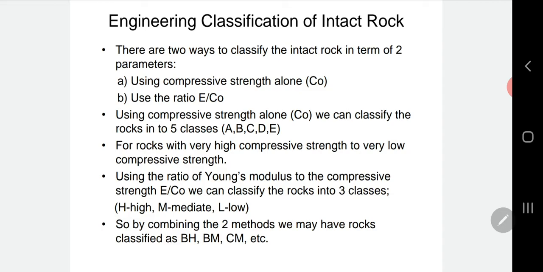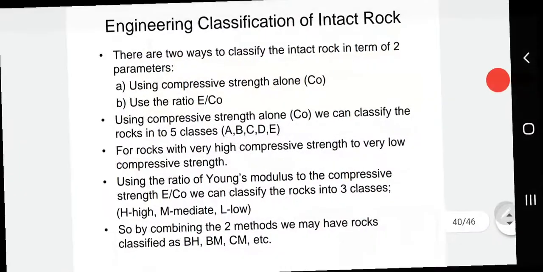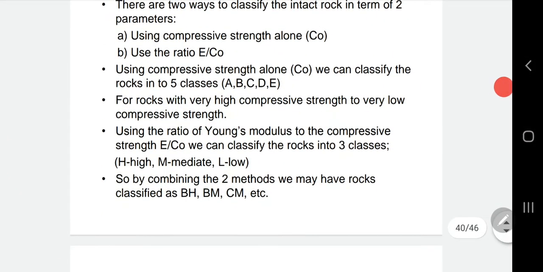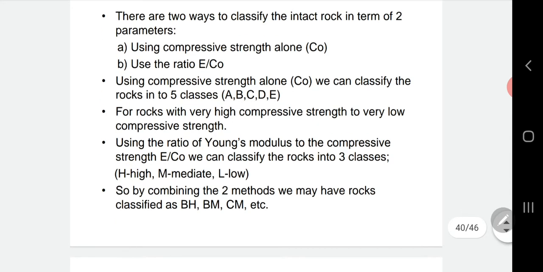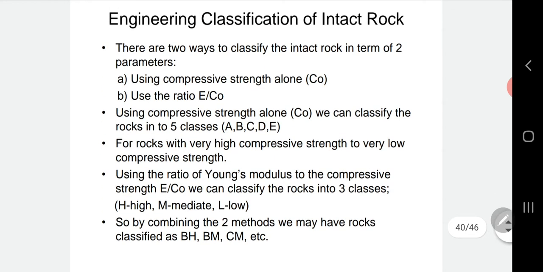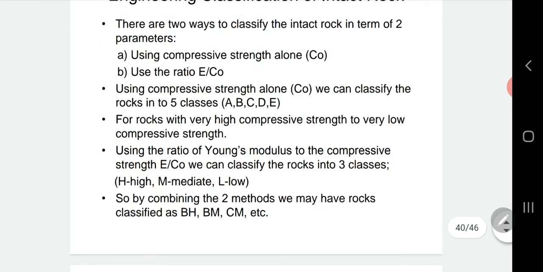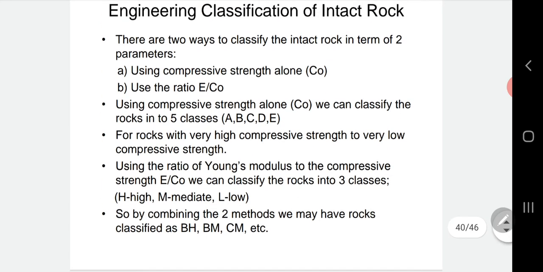There are two ways to classify the intact rock in terms of two parameters: using compressive strength alone, and using the ratio of E over CO, where E is the modulus of elasticity. Using compressive strength alone, we can classify the rock into 5 classes, either A, B, C, D, and E. This is how we grade our rock.